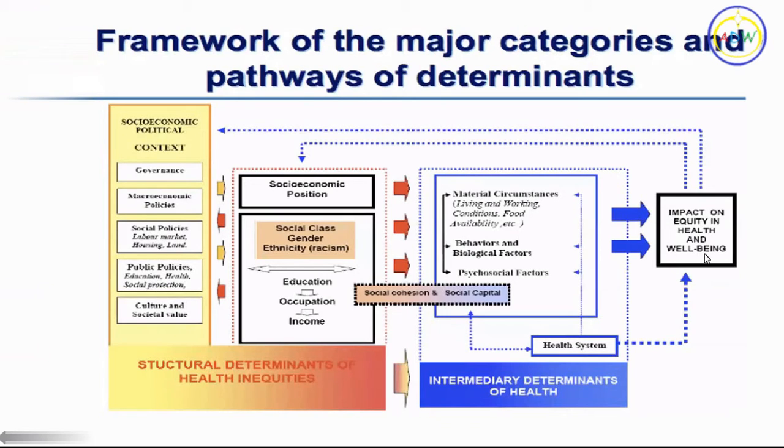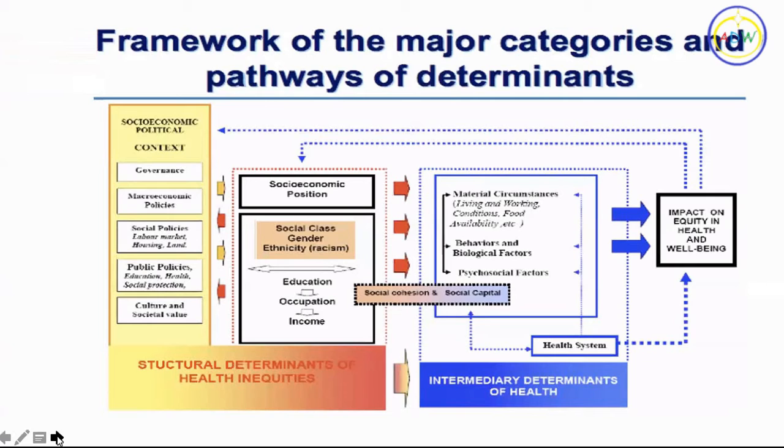So your health and well-being are impacted by structural determinants, structural factors, and health inequities, but through intermediary determinants of health. Here you see material circumstances, behaviors and biological factors, psychosocial factors, social cohesion and social capital, and also the health system, public health system and healthcare system.